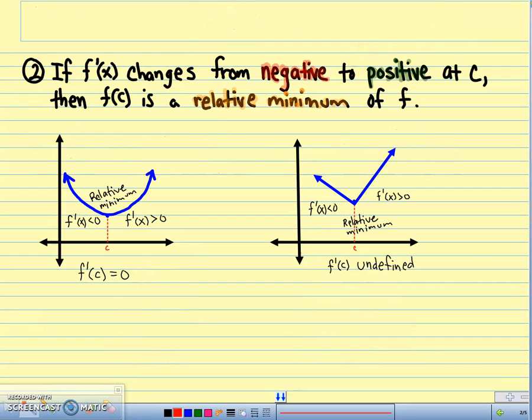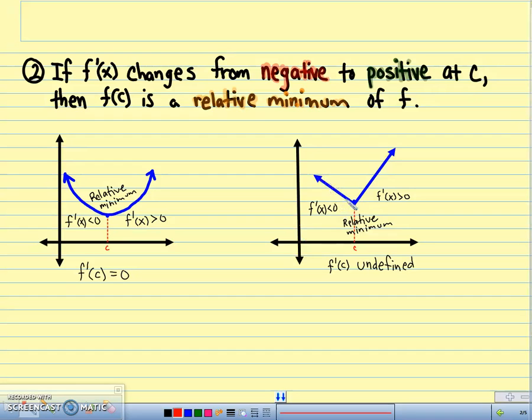Likewise, we can use something very similar to find the relative minimum. If f prime of x changes from negative to positive at C, then f of C is a relative minimum of f. So here, let's just switch it up to a positive looking parabola type of function. And now it's decreasing, so the derivative is less than 0. You hit your C value, your critical number, then you start to increase. This is a relative minimum.